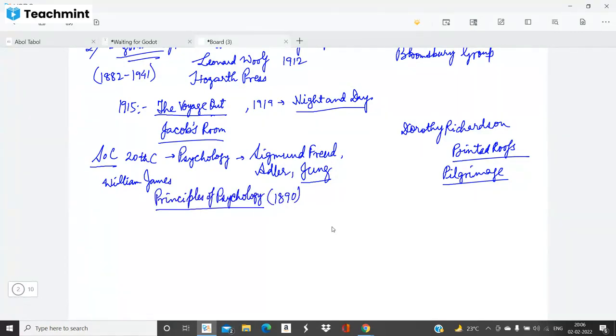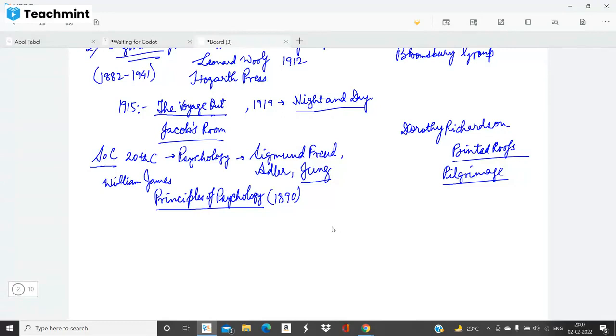consciousness does not appear to itself chopped up in bits. It is nothing jointed, it flows. Let us call it the stream of thought, of consciousness, or of subjective life.